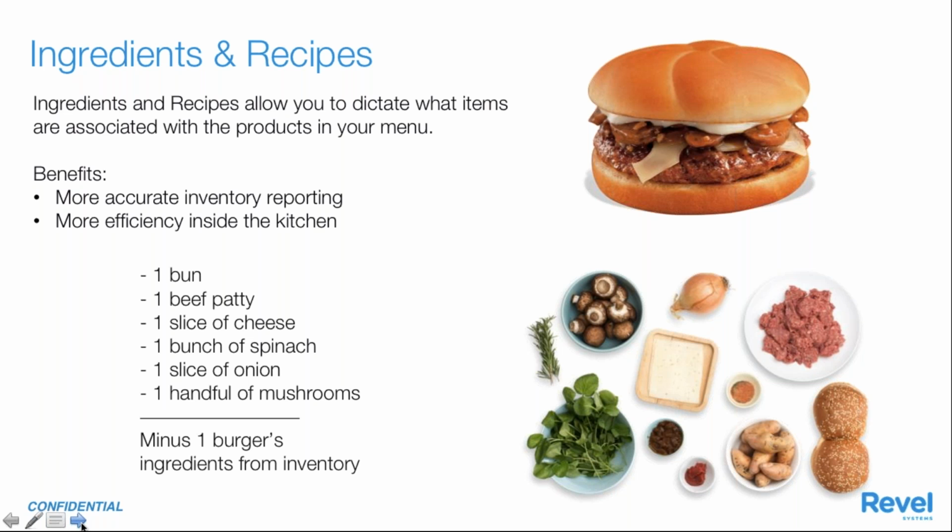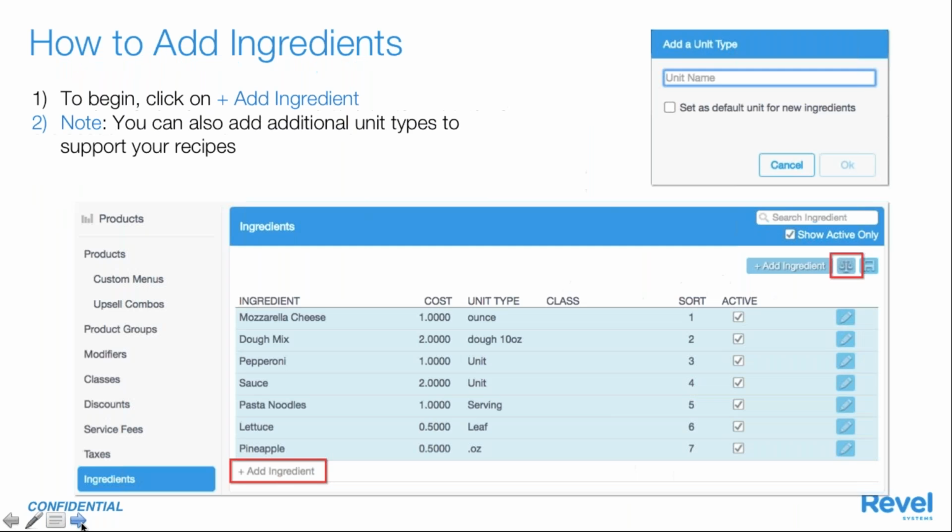So in this example, you would have one slice of onion, one slice of cheese, one bun, and so forth be deducted from your inventory. The system's going to do that automatically for you. Another fun fact is that you can attach recipes to your modifiers. So again, you can get very granular with your ingredient level inventory.